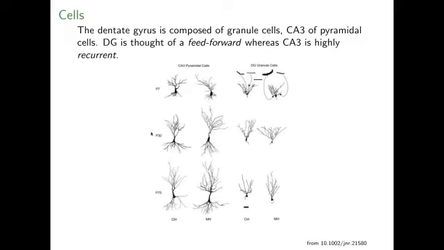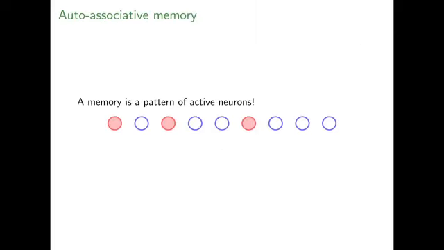CA3, in contrast, is highly interconnected. So it has these large pyramidal cells. You can see the complexity of their dendritic arbor. They have basal dendrites, apical dendrites, lots of them, and the principal cells are connected to each other. You get connections directly from one CA3 pyramidal cell to another, and that will be important in the story we're telling.